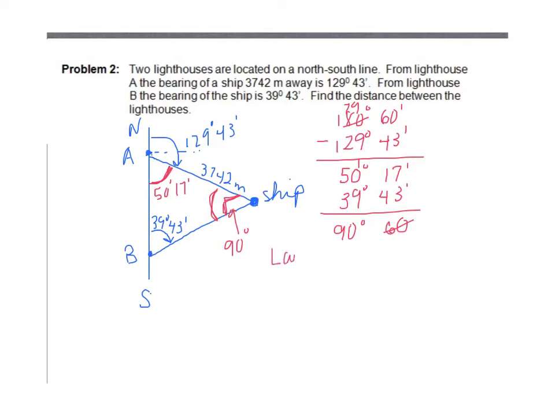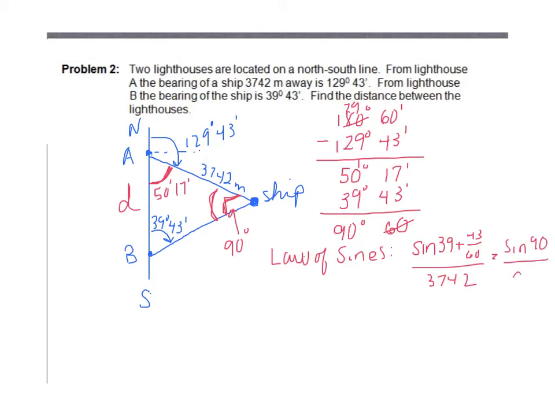I can use the law of sines, because I can use law of sines on any triangle. So that means I would have the sine of 39 degrees, 43 minutes over 3742 meters is equal to, what am I trying to find? Well, the distance between the lighthouses. So I need to find this. So this would be the sine of 90 over d. And I could do that and find d.